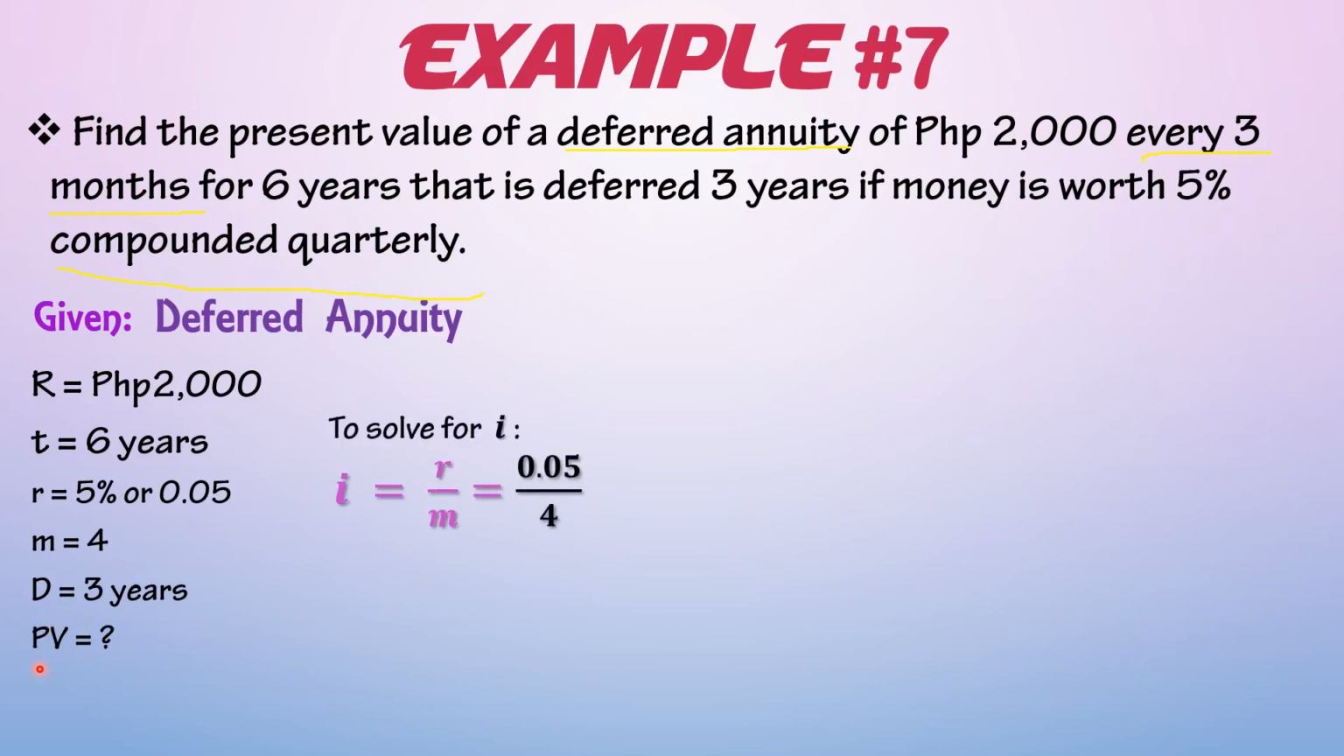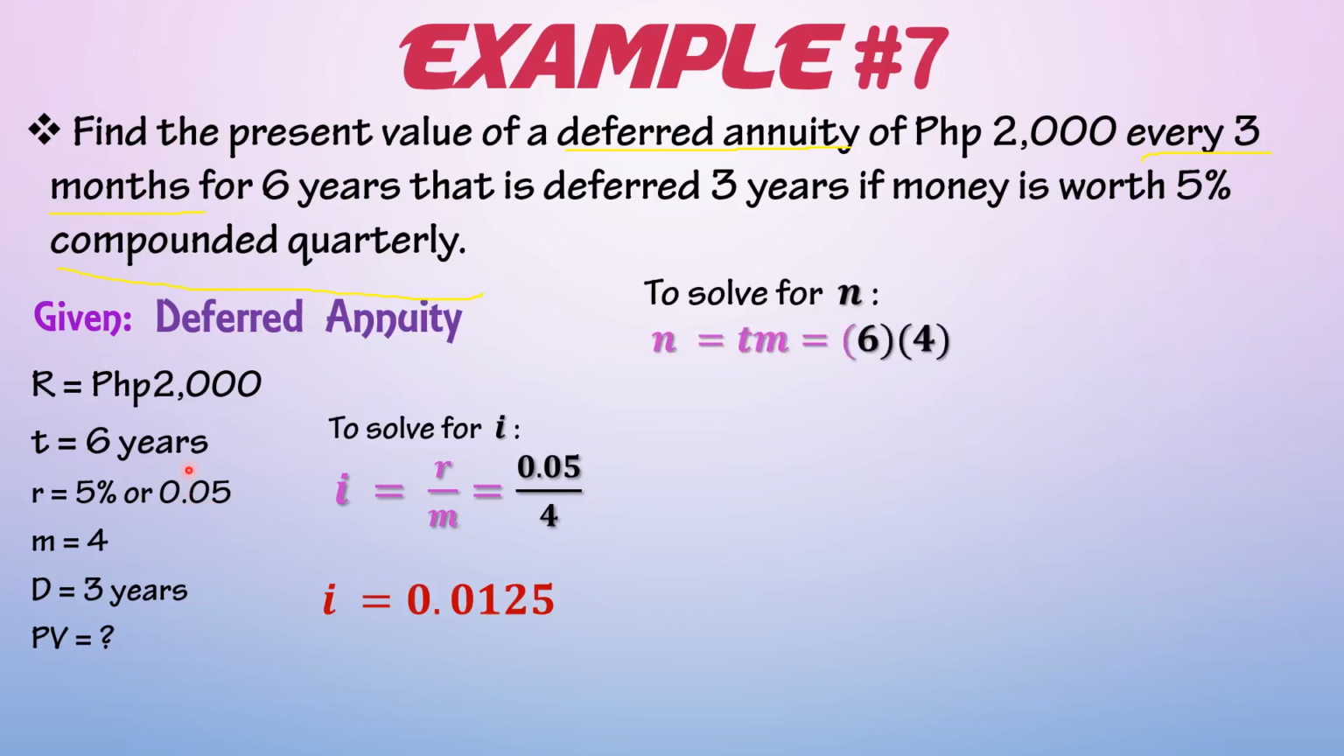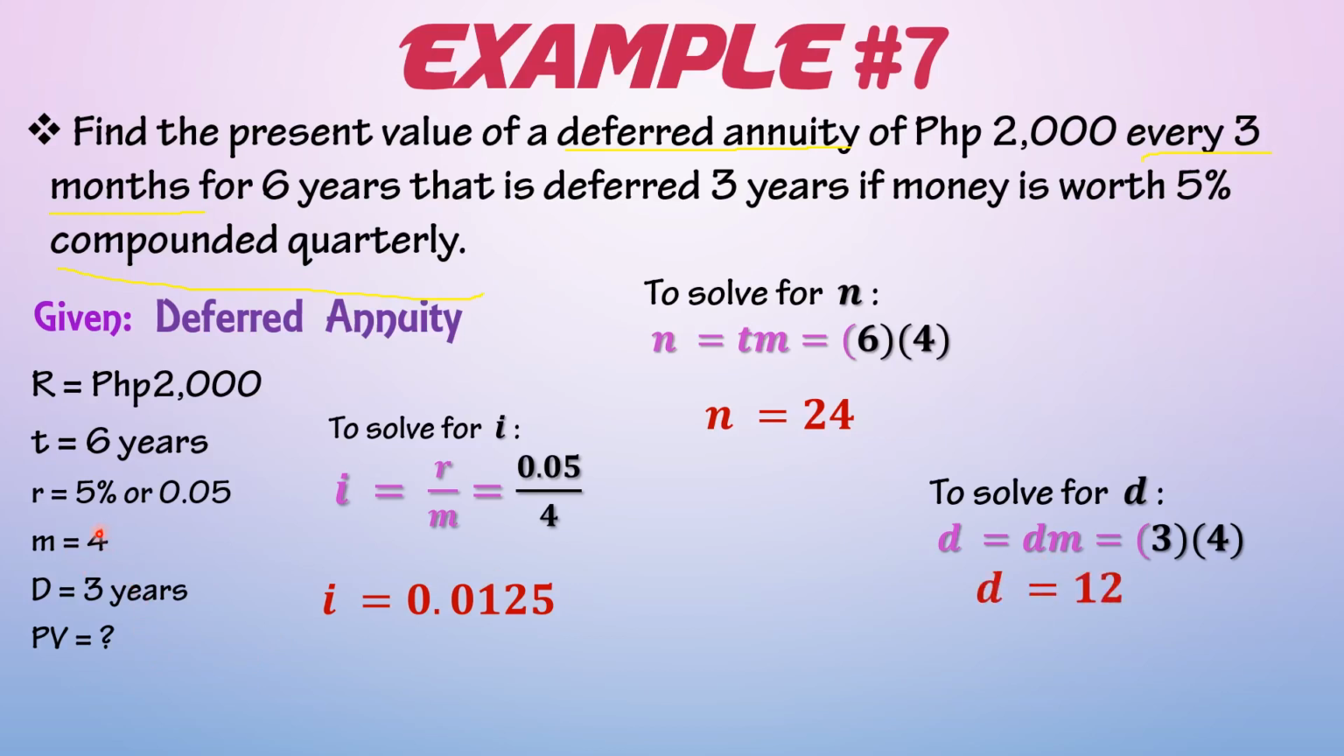So to solve for I again, that is only 0.05 divided by 4, so you will have 0.0125. And to solve for N, that is T times M. So you have 6 years times 4, so you will have 24. And to solve for D, we'll simply multiply D by M. So the deferred years is 3, times M is 4, so you will have 12.